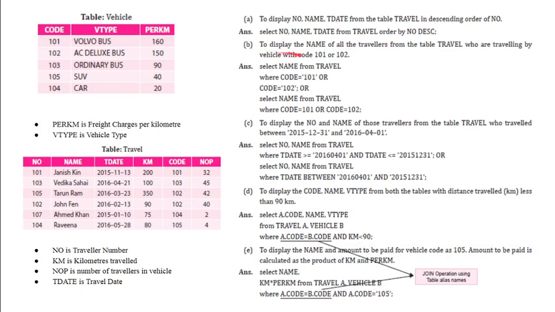Next question is to display the name of all the travelers from the table travel who are traveling by vehicle with code 101 or 102. We need only the name of the travelers. So select name from travel, and there is a condition given, the vehicle code is either 101 or 102. So where code equal to 101 or code equal to 102.